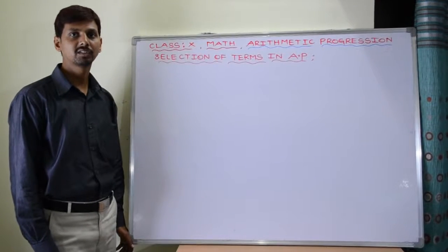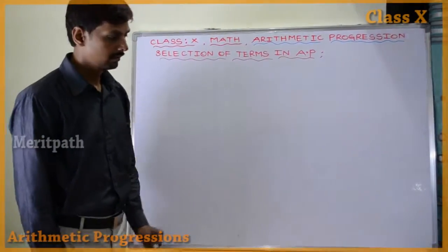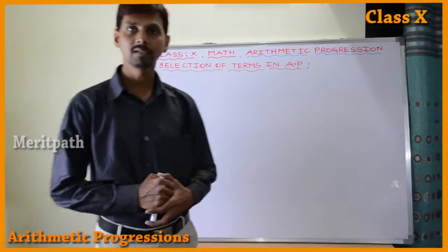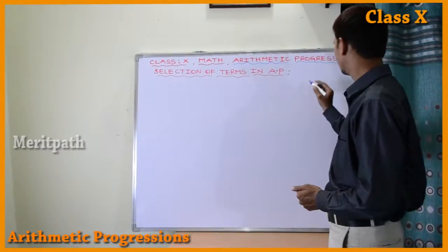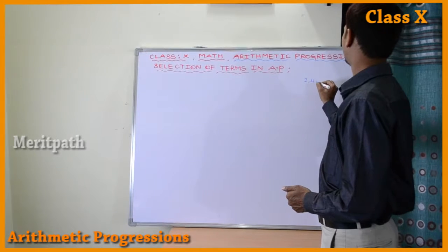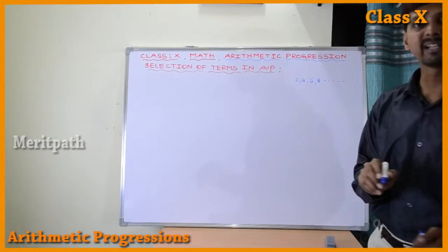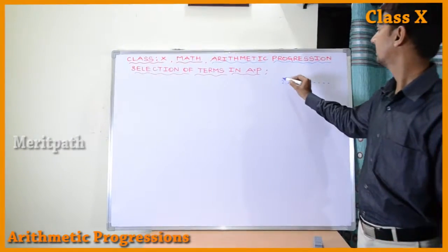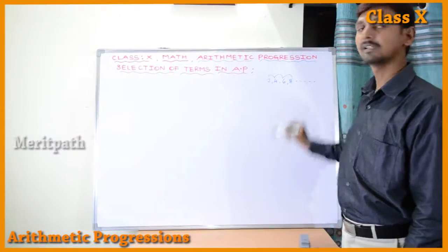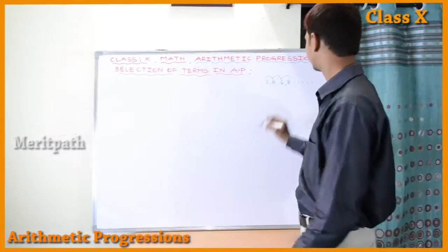Mathematics, arithmetic progression, selection of the terms in AP. We have discussed the arithmetic progression previously. Let us see what an arithmetic progression is. 2, 4, 6, 8 and so on. This is called an arithmetic progression because the difference between the terms is the same, the common difference between the terms is the same, so we call this an arithmetic progression.